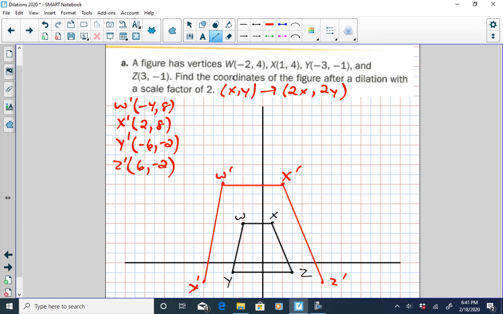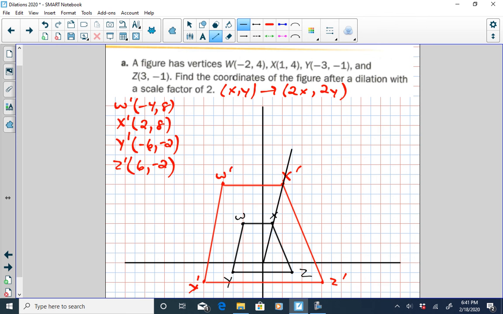And right, make them nice and neat with the ruler, and it looks like the figures are similar. All right, but let's double check. We want to draw a line from the origin through each of the corresponding vertices, and the corresponding vertices should line up. So we can do that quickly with the ruler.